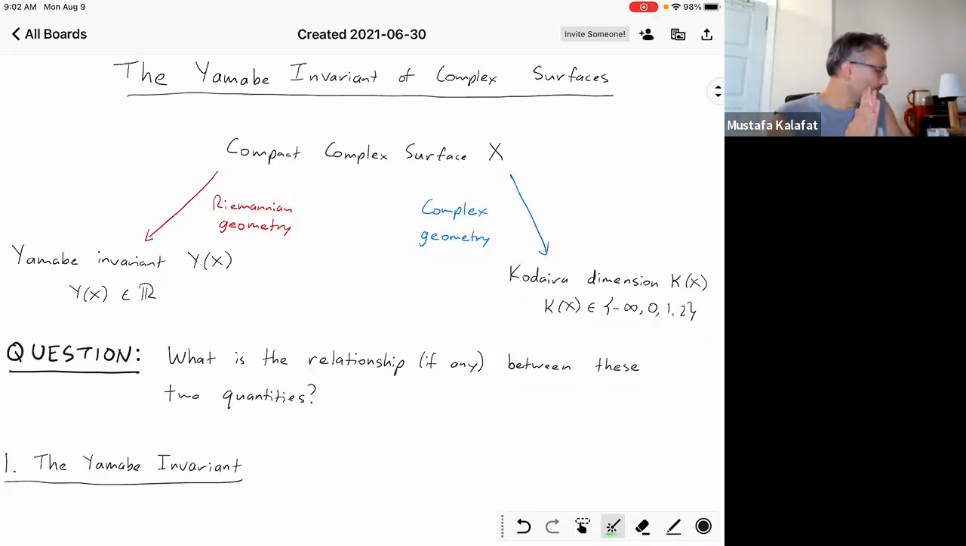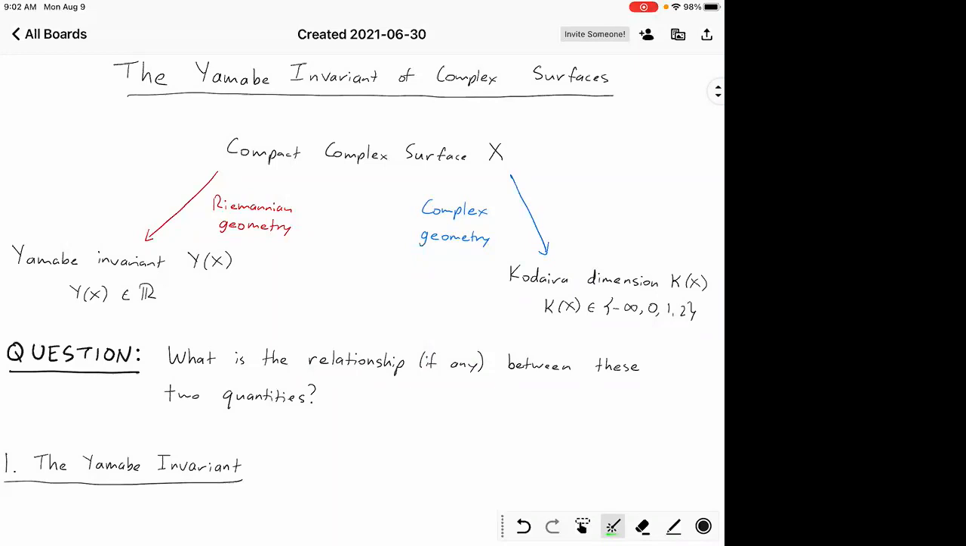He's going to talk about a very interesting subject, Yamabe invariant of complex surfaces. Go ahead. Okay, thank you very much for the introduction, and thank you very much for the invitation to give these series of lectures. So, as was mentioned, I'm going to talk about the Yamabe invariant of complex surfaces.